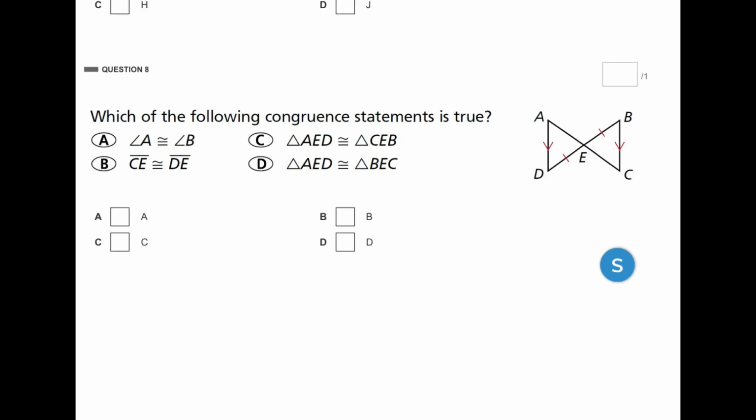So given this diagram, what is true? Well, we know that there's vertical angles here. Because of the parallel lines, we know that there's some matching alternate interior angles. So no, we don't know for sure that A and B are equal, but we know that A and C are equal. Is CE equal to DE? Not necessarily. If I look at AED, that's red, blue, green. Red, blue, green. If I do that on the other side, I'm looking at CEB. That checks out. C looks good. D has the letters in the wrong order.